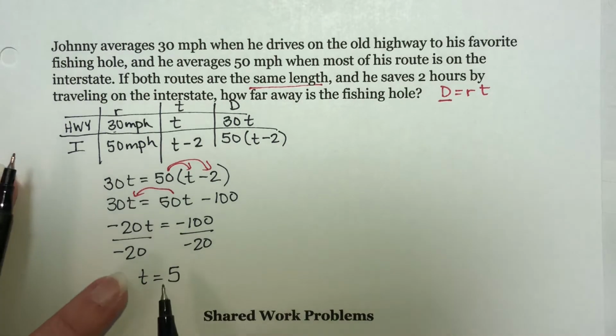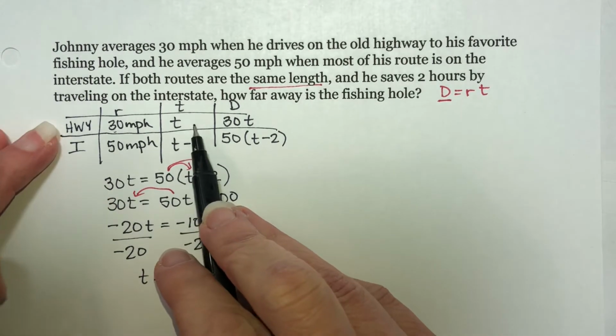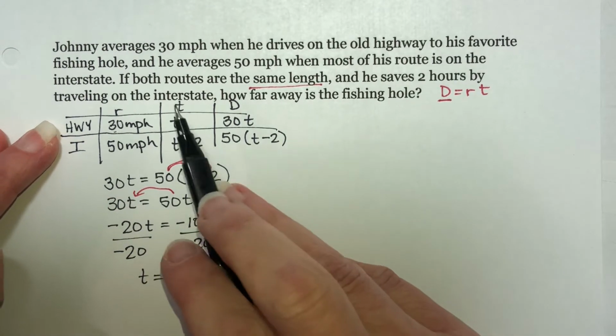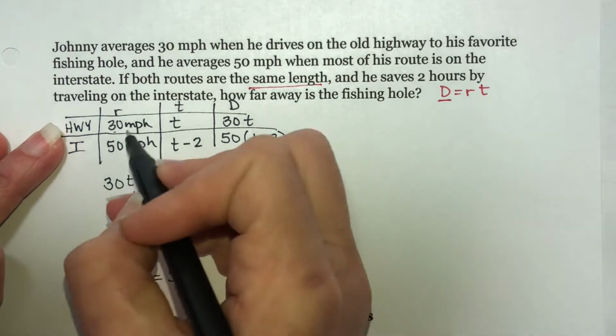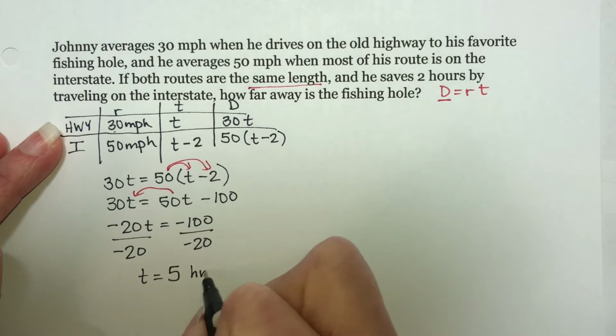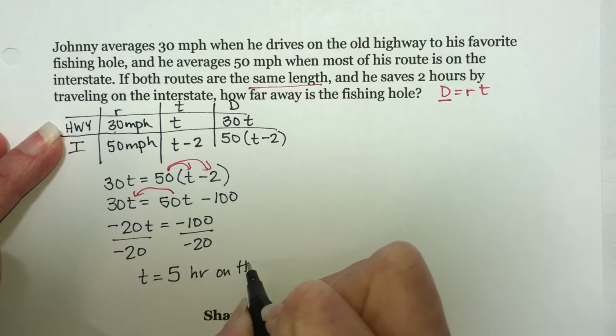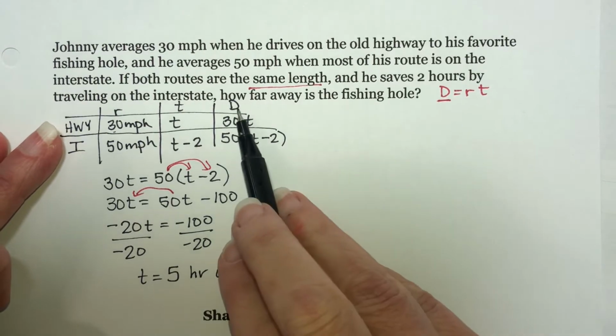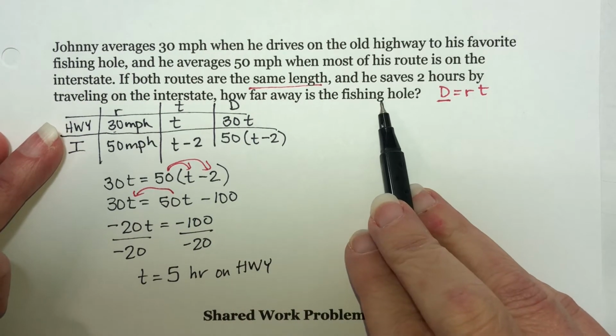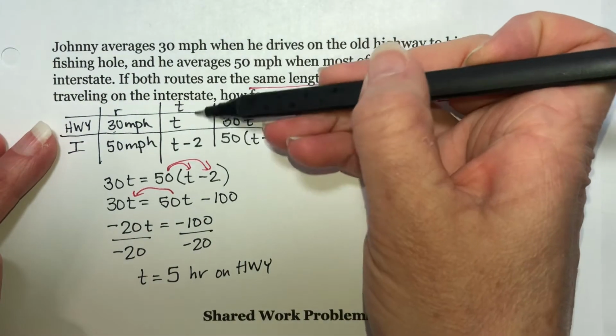So what have we found? We found time, and T is how long he drove on the highway. So this is, these are miles per hour, so 5 hours on the highway. What are we asked to find? We're asked to find how far away is the fishing hole. We're not asked to find the amount of time on either of these.